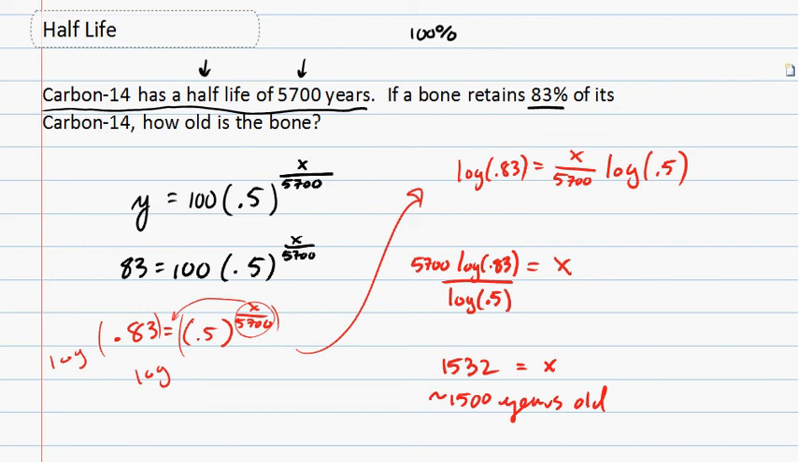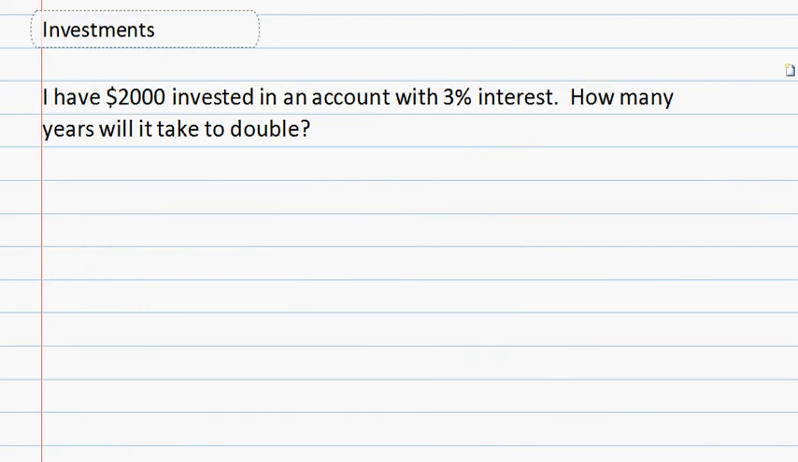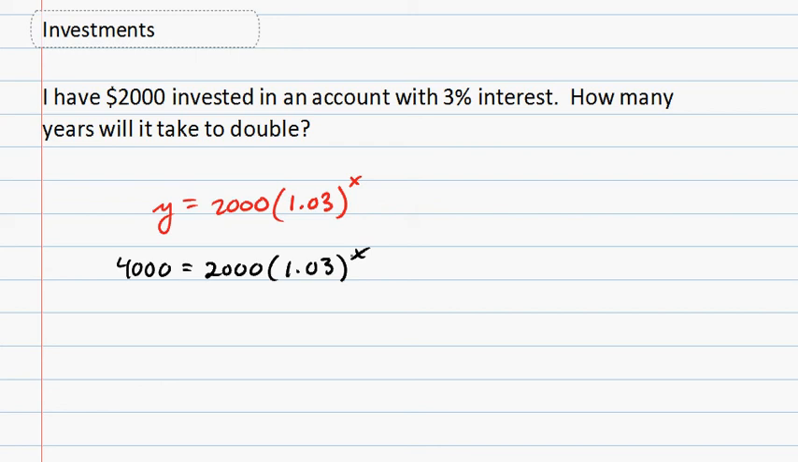The last one here, investments. I have 2,000 invested in an account with 3% interest. How many years will it take to double? Alright, so our model would be y equals 2,000. And if it's 3% interest, it's going to be 1.03 to the x. Alright. Now, if the account wants to be doubled, we know that in the end we want to have 4,000. Okay, so if we divide by 2,000 on both sides, we're going to get 2 equals 1.03 to the x. And I will log both sides.